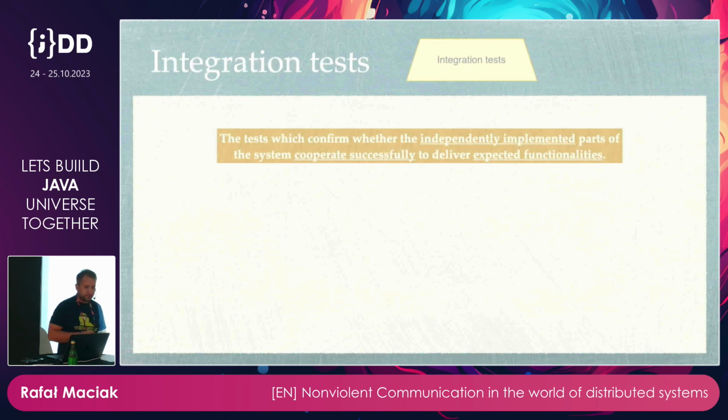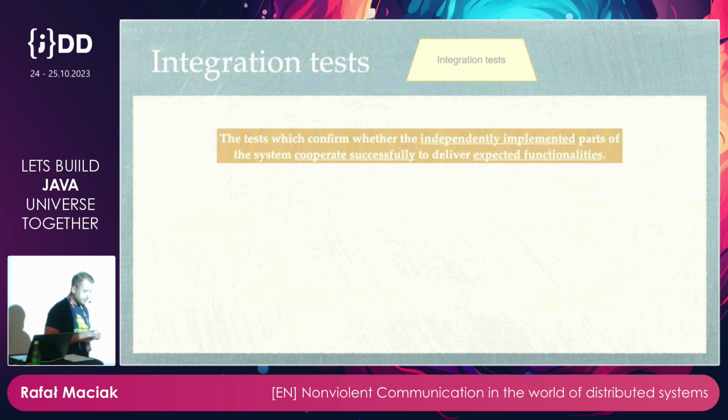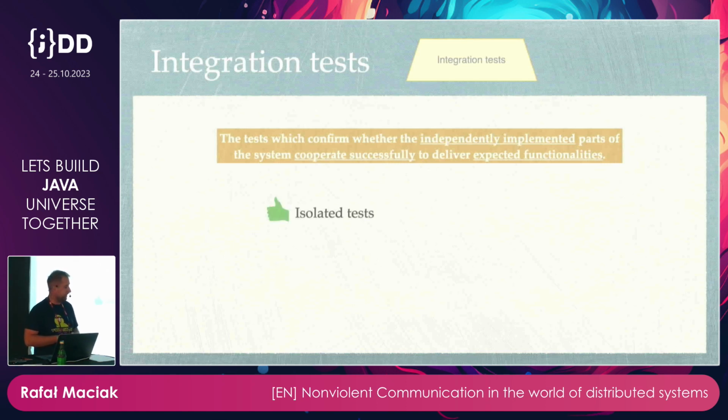Integration tests are the tests which confirm whether the independently implemented parts of the system cooperate correctly, successfully, and as the result of this cooperation, there is some business functionality provided. And integration tests are cool because they allow us to test in isolation. I can test order service, my colleague tests payment service. If the tests pass, and of course they are implemented correctly, we may be pretty sure that this feature works fine.